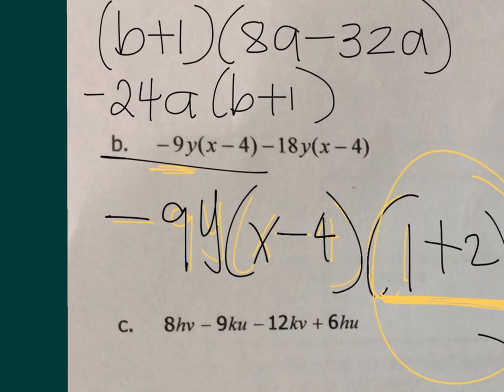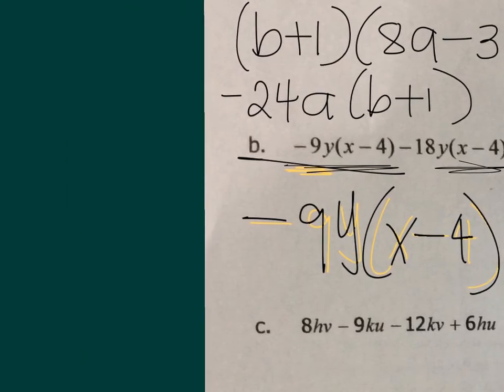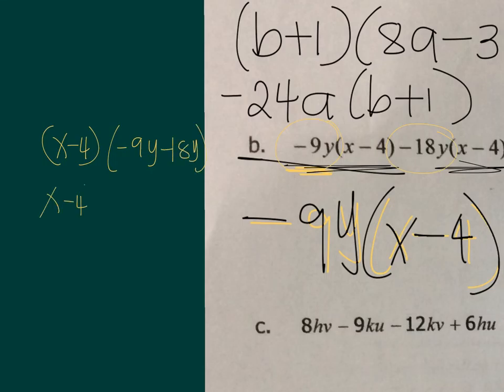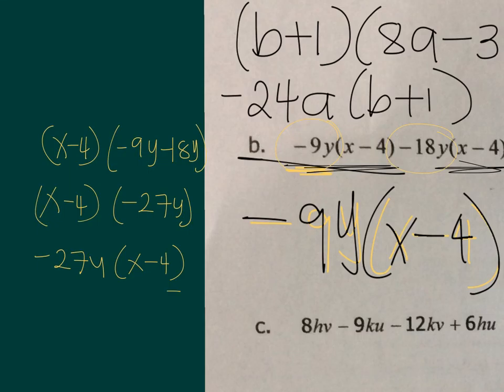Okay, in letter B, the common factor is x minus 4. So what we can do is factor out the x minus 4. Then if I do that, the first group will have negative 9y and the second will have minus 18y. So x minus 4, and then negative 9y minus 18y is negative 27y. Then just simply arrange: negative 27y, and then x minus 4. So you get the same factored form. Okay, so that's it.